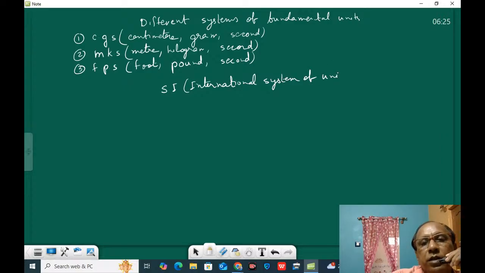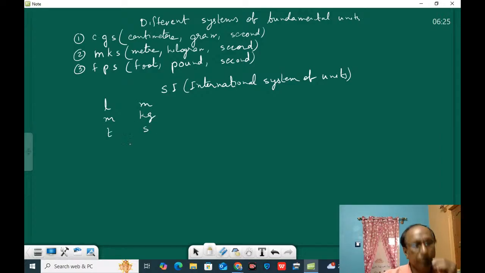In the international system of units, we have seven fundamental units and two supplementary units. Length is measured in meter, mass is measured in kilogram, and time is measured in second. Besides that, there is temperature. The SI unit of temperature is Kelvin, with capital K.